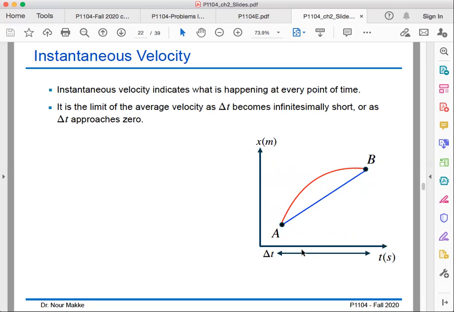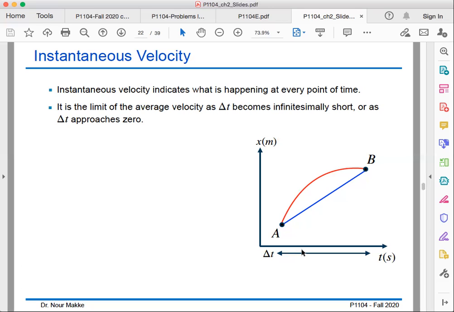Now, we have defined the velocity, both average velocity and average speed, in a given time interval. Now, what about the velocity at a given point? What if we have a particle moving in a given direction, and we want to measure its velocity at a given time? What does this mean? The instantaneous velocity, in a few words, indicates what is happening at every point in time.